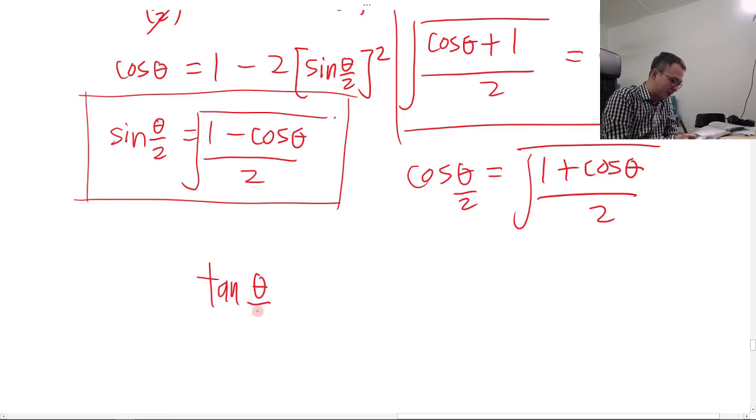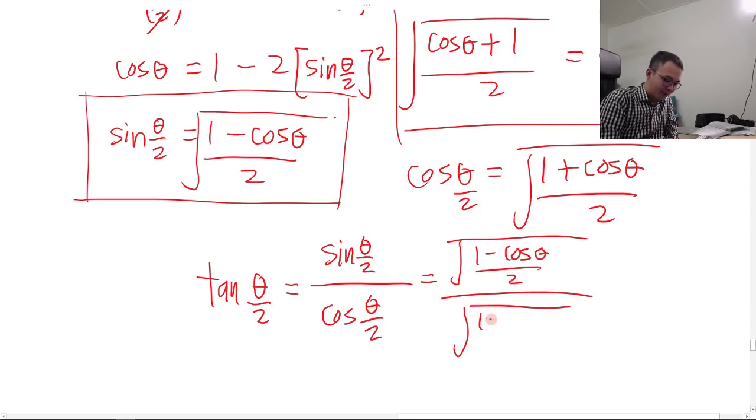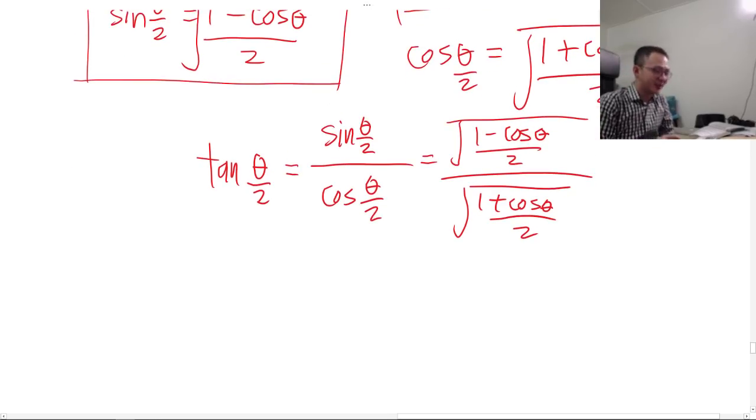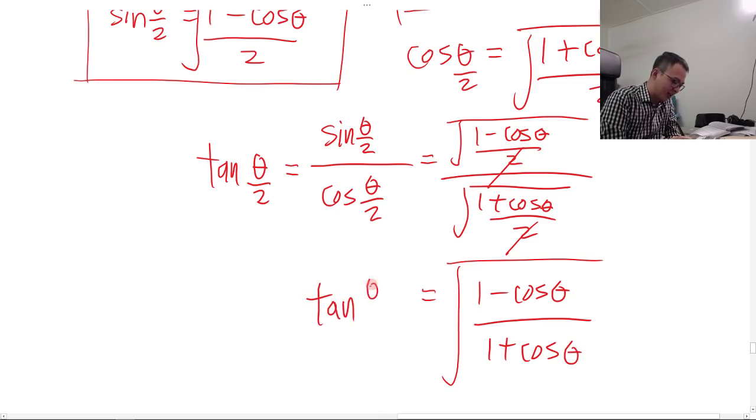Then go to the last one, because a lot of students ask me about tangent theta over 2. So it will be sine theta over 2 over cos theta over 2, isn't it? Then I will just substitute the formulas: 1 minus cos theta over 2 over 1 plus cos theta over 2. Then I need to solve this because they are square roots, so I can say the whole thing is under a square root. And this one we flip over, so when we flip, the 2 and 2 simplify. So I get 1 minus cos theta over 1 plus cos theta. So this is the formula for tangent half angle.